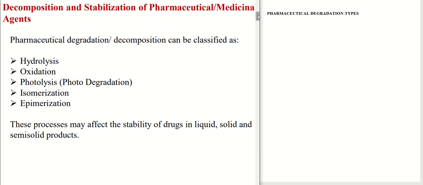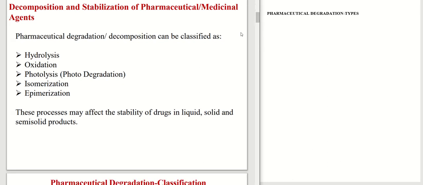First, we need to know the importance of knowing different types of pharmaceutical degradations. If we get to know how these pharmaceutical compounds undergo degradation, we, being pharmacists, will get to know the various methods that can be implemented to improve the stability of the compounds. And now we'll be discussing each method in detail.